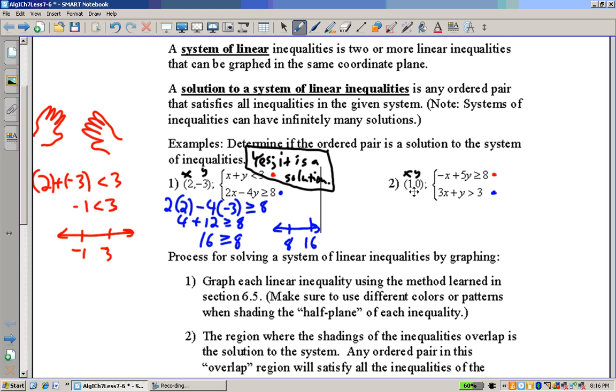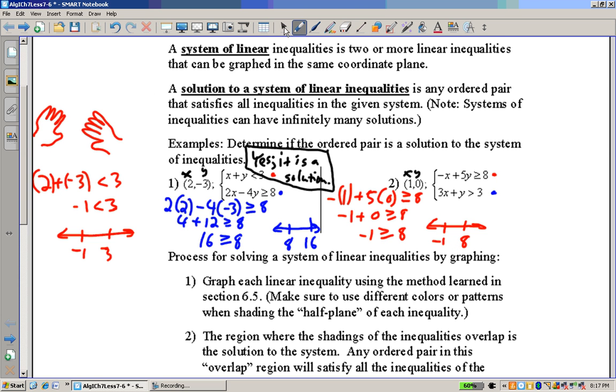Let's plug in 1 for x, plus 5 times y, which is 0, is greater than or equal to 8. So the opposite of 1, that's negative 1, plus 5 times 0 is 0. And negative 1 is greater than or equal to 8. Now, is negative 1 greater than or equal to 8? Well, let's, again, draw a quick sketch. Negative 1 would be on the left of 8.